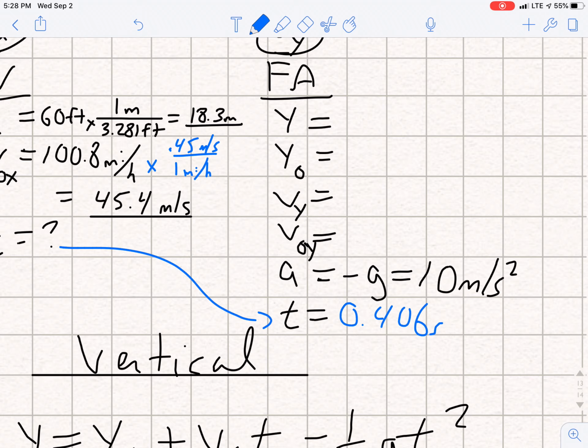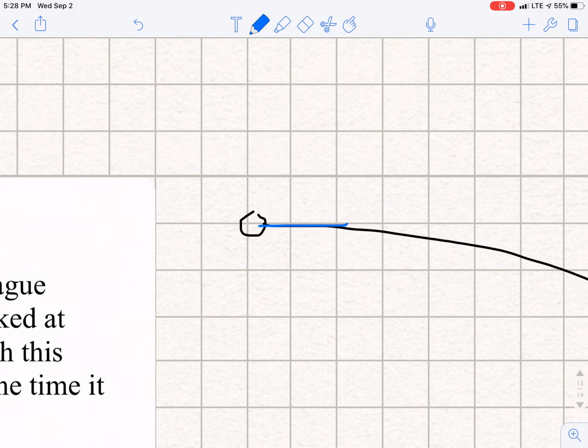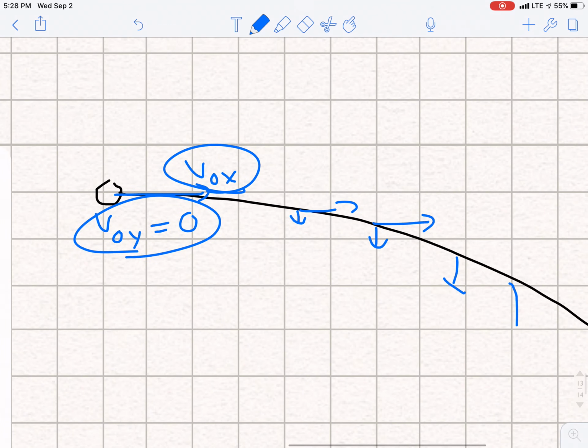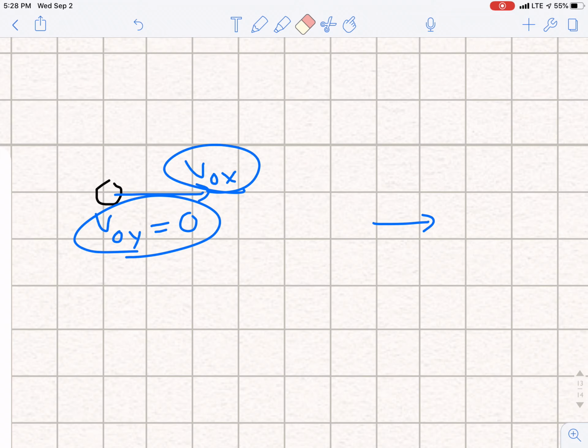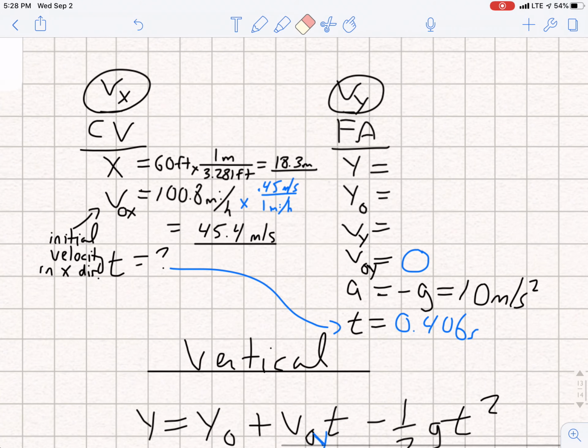It's the same time. V naught y is equal to 0 in this case, because if we look at the example, I start with velocity initial in the x direction. Notice the blue arrow is only going horizontally, therefore I have no initial velocity in the y direction. As soon as I'm, let's say, right here, now all of a sudden I have velocity in the y direction. It's very small, and it's going to get bigger and bigger and bigger. But initially, a horizontally launched projectile has no vertical velocity. Okay, and the final vertical velocity, I don't know it.